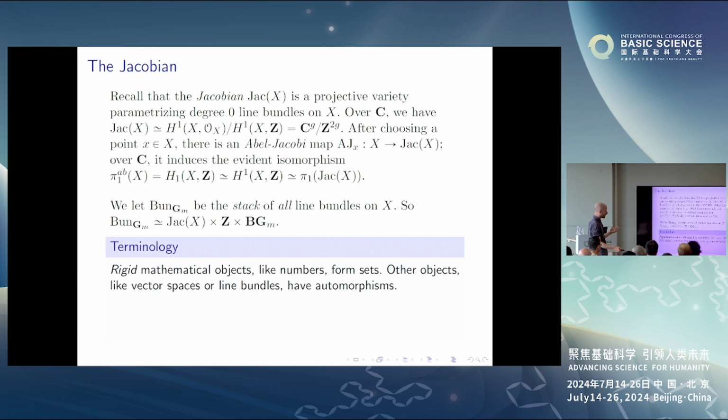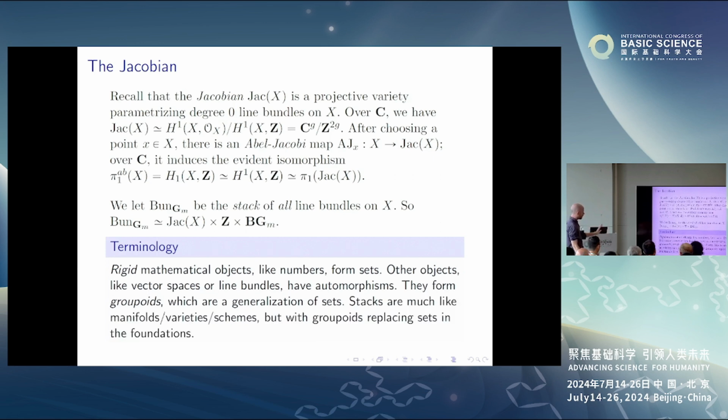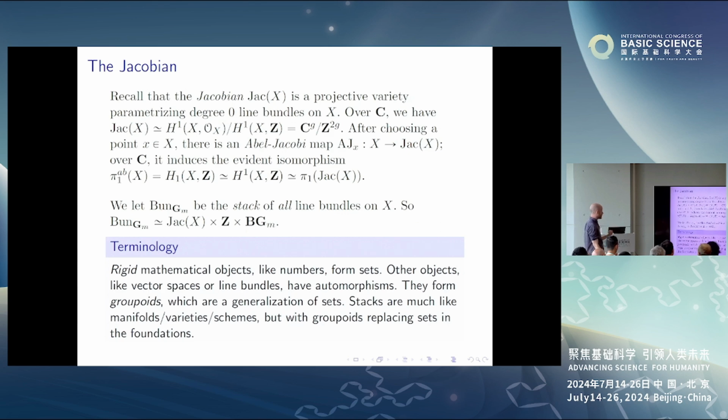This is a confusing thing when you learn set theory, that formally you're supposed to think of sets as forming a set. But that's not really natural. What's more natural is to say that they form groupoids, which are a generalization of sets where you have elements, but the elements also have automorphisms. An example of a groupoid is vector spaces with only isomorphisms allowed. Stacks are much like manifolds or varieties or schemes, whatever your favorite geometric setup is. But in the theory of stacks, groupoids replace sets in the setup. So instead of a set of points, you have a groupoid of points.